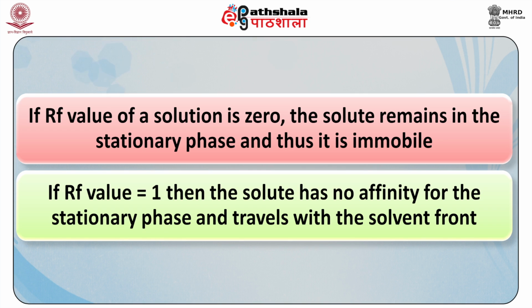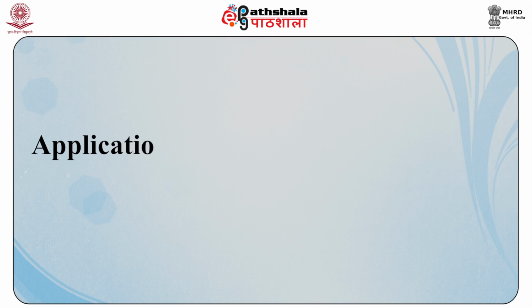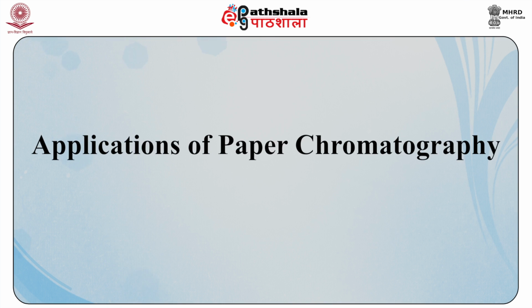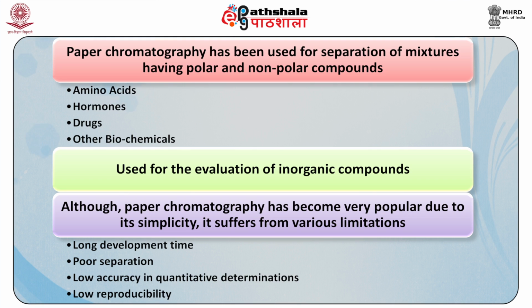If the RF value of a solute is 0, the solute remains in the stationary phase and thus it is immobile. If the RF value is equal to 1, then the solute has no affinity for the stationary phase and travels with the solvent front only. Next, we will be studying the applications of paper chromatography. Paper chromatography has been used for separation of mixtures having polar and non-polar compounds such as amino acids, hormones, drugs and other biochemicals. It has also been used for the evaluation of inorganic compounds.